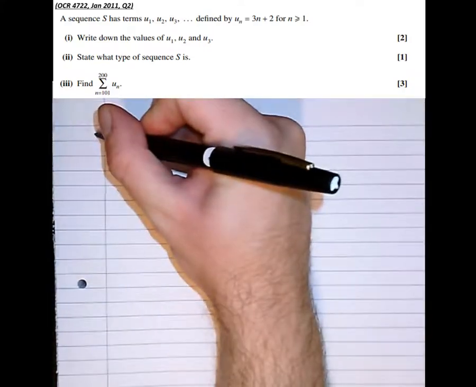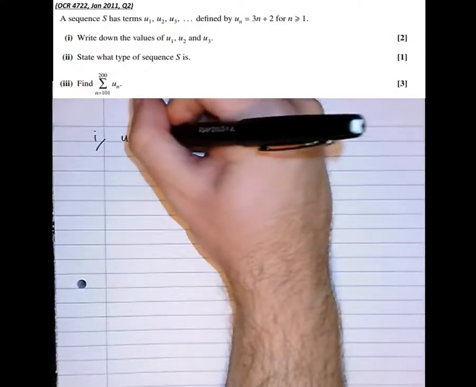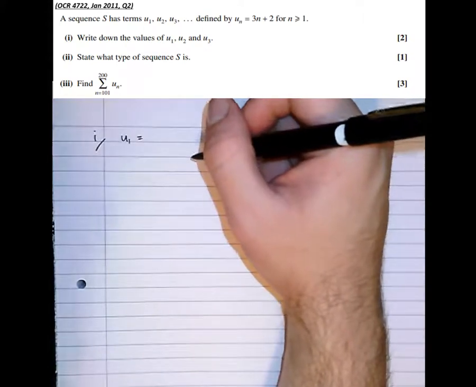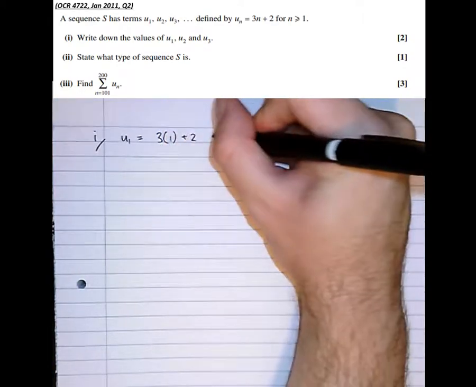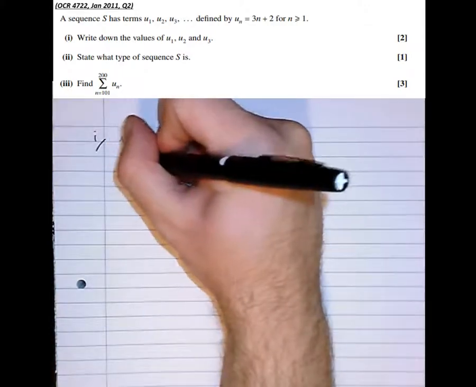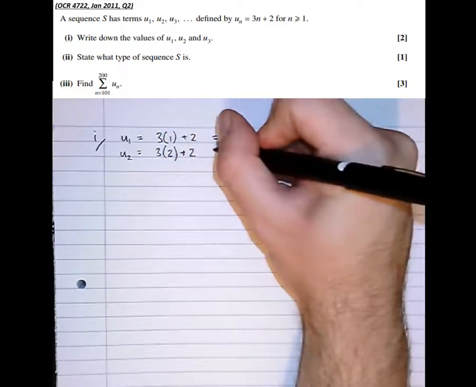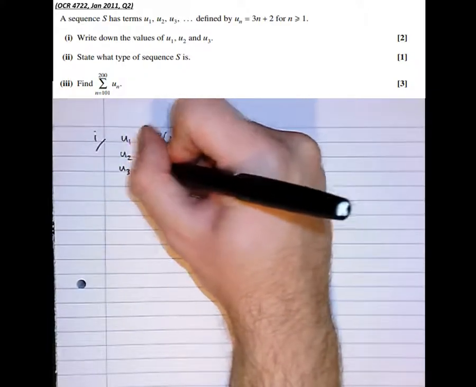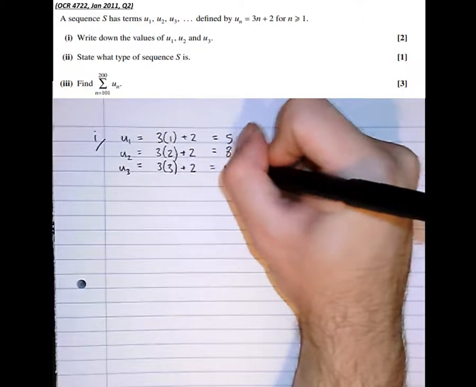Okay, so let's have a look at this. So u1, also denoted a, is, well, it happens when n equals 1. So it's 3 lots of 1 plus 2, which is 5. u2, 3 lots of 2 plus 2, which is 8. And u3, 3 lots of 3 plus 2, which is 11.